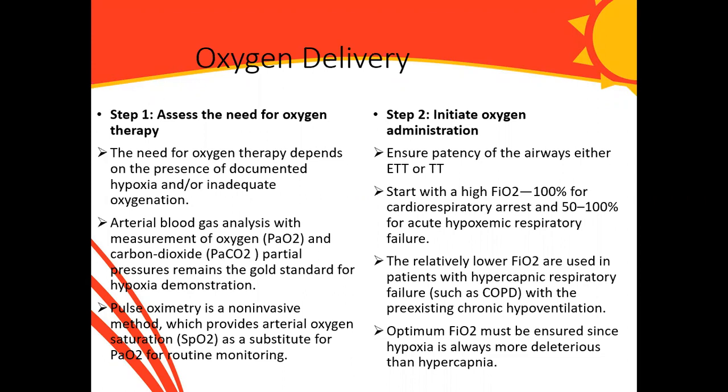At the start of the oxygen therapy, you want to start with as high as possible. In fact, most times, especially for ventilated patients, you want to start with FiO2 of 100% for patients who have had cardiac arrest. And for those with hypoxic respiratory failure, type 1 respiratory failure, you want to go between 50 and 100%. But remember that after this, you want to obtain your ABG and you want to use the optimum FiO2 to ensure adequate oxygenation, and you want to prevent the deleterious effect of hypercapnia.